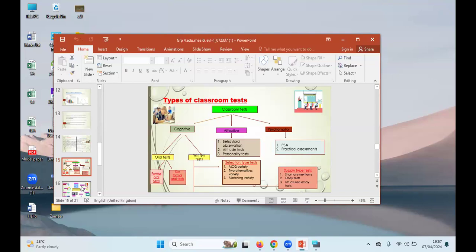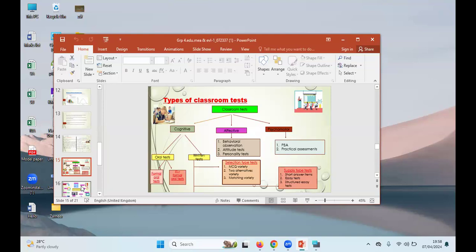Cognitive tests typically assess various aspects of mental abilities and skills such as knowledge, comprehension, application, analysis, synthesis, and evaluation. These cognitive tests can be categorized into two: the oral test, which includes a formal oral test and an informal oral test. On the other hand, we have the written test, which is further divided into two: supply test and selection type test.